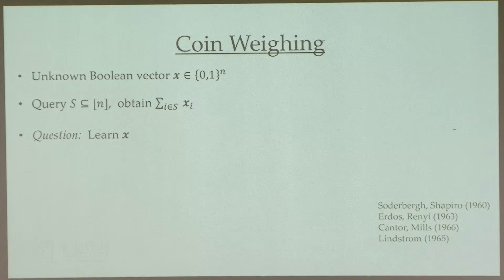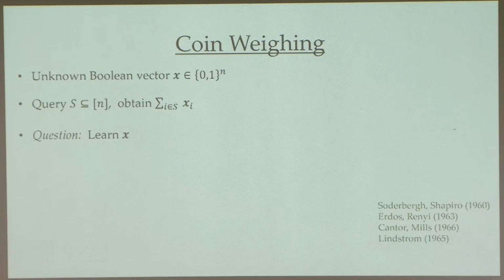So why is it called coin weighing? There are n coins. A few of them are counterfeit. Counterfeit coins have weight 1, and non-counterfeit ones have weight 0. You have a scale where you can put some coins and get the weight of the coins in that subset, and you want to figure out which are the counterfeit coins. So clearly, you can do this in n queries. You can just take every coin and ask whether it is counterfeit or not.